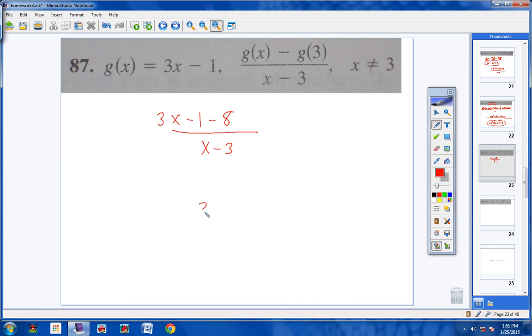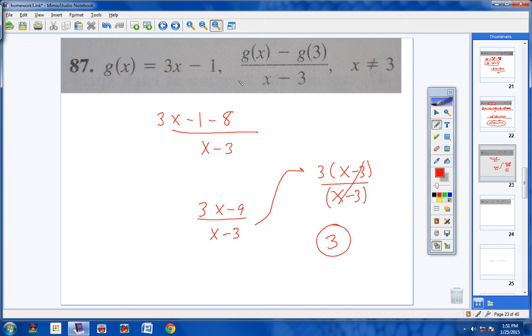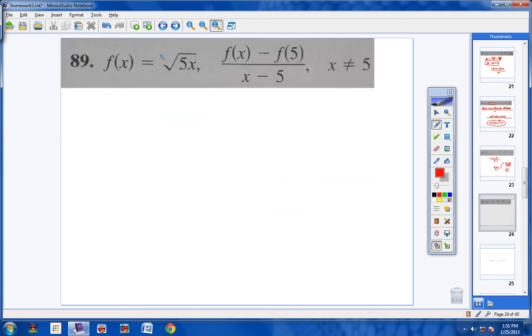Now, let's simplify the numerator. 3x minus 9 over x minus 3. Now, you're not quite done, guys. Look at the numerator. In the numerator, you can factor out a 3. So you're left with x minus 3 over x minus 3 like this. Do you see that? You can pull a 3 out of both of these. Now these cancel out and you're just left with 3 over 1 or just 3 for number 87. Okay, so there we go, 3. Pretty simple. Alright, number 89.